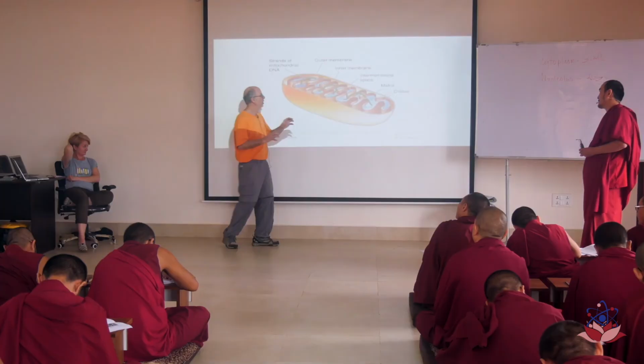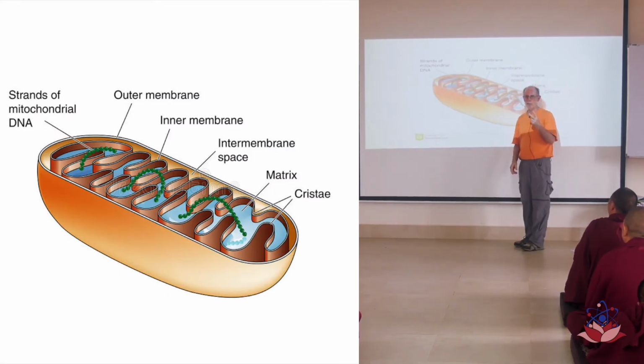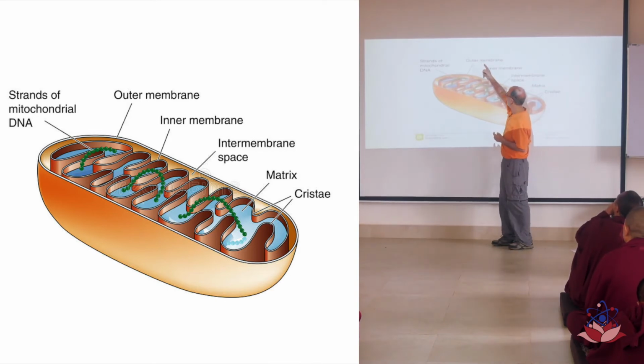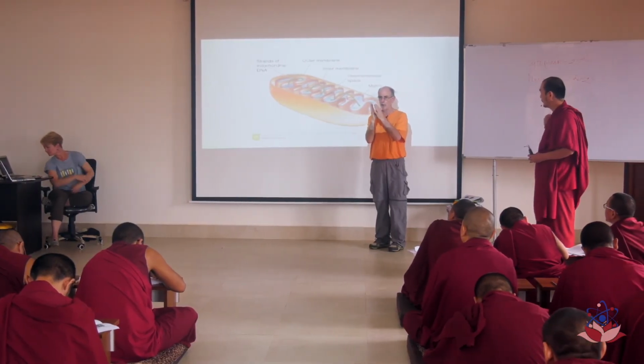Now, mitochondria have parts that are absolutely crucial. Unlike other organelles, it has two membranes. It has an outer membrane and an inner membrane. You can kind of see it here, and there's a space in between them.